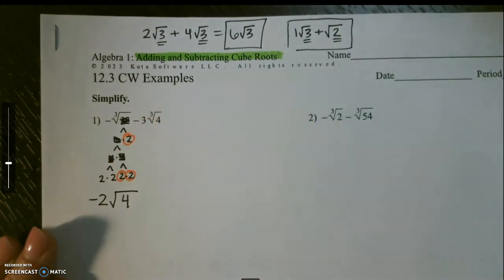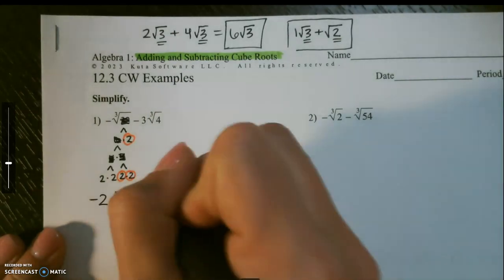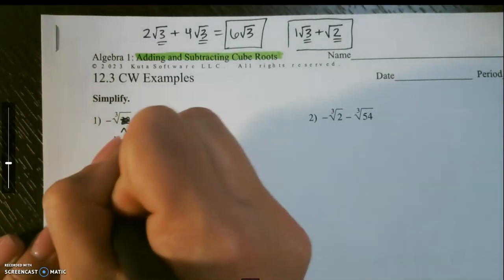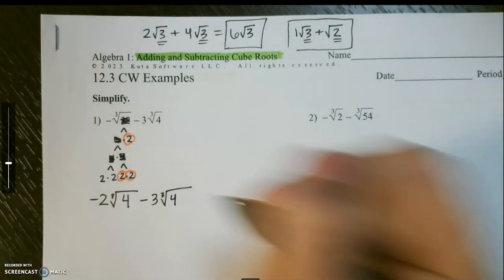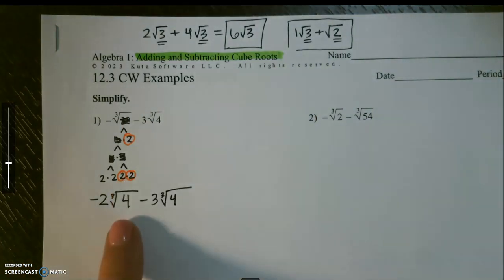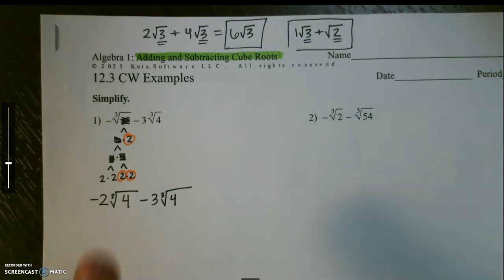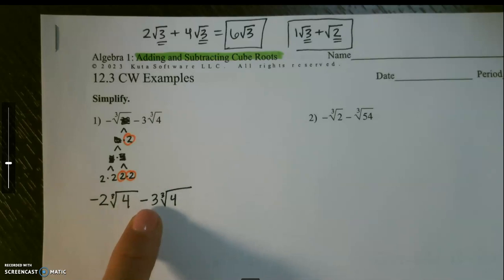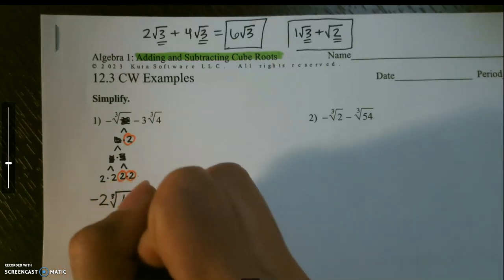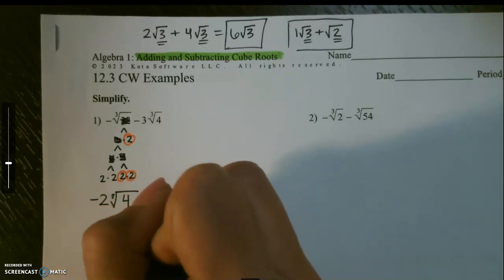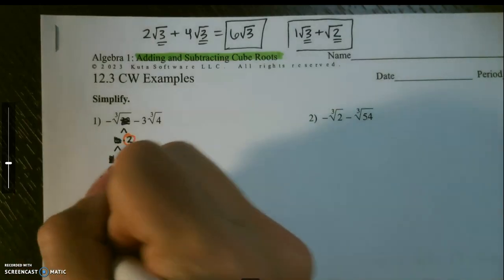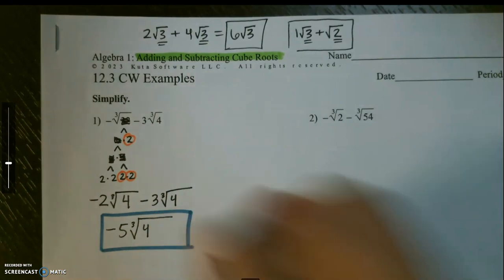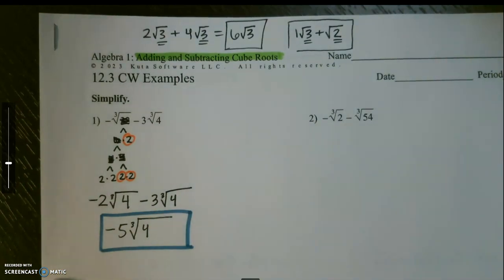Okay, 4 you can't break up for a cubed root. So I'm just going to bring this term down. And it's a cubed root here and a cubed root here. Okay, given that they have the same number underneath the radical, we can combine the coefficients. So negative 2 minus 3 is negative 5. And we have a 4 underneath. And that would be your final answer.